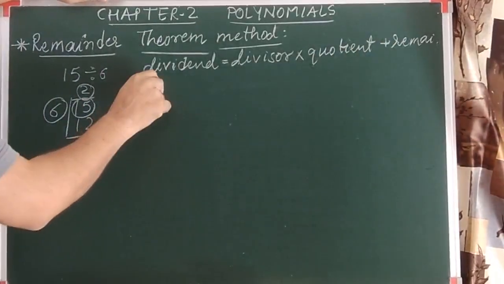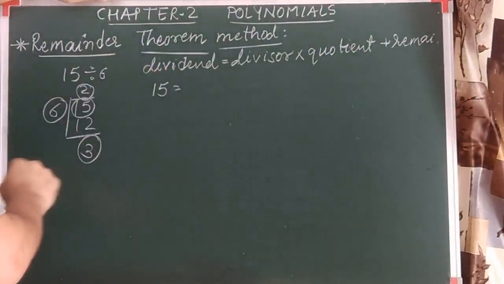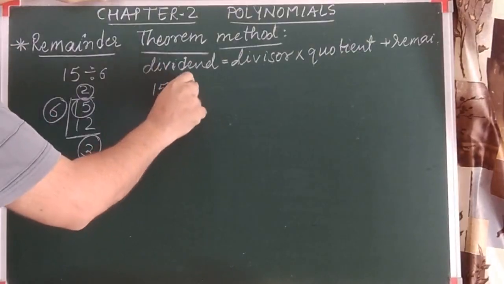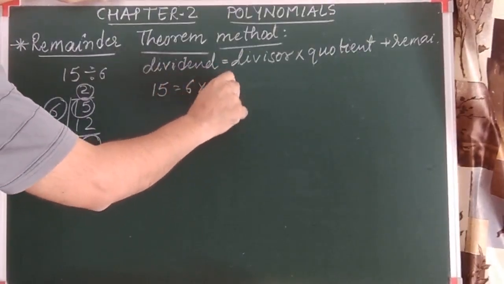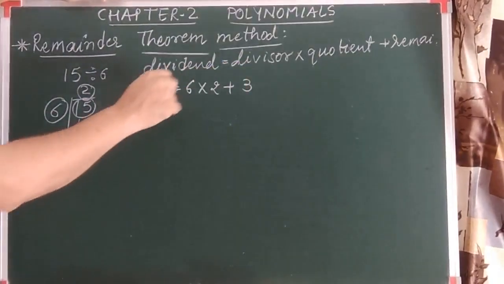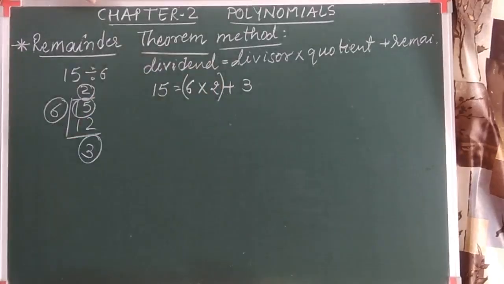So for this number we can write 15 equals, what is the divisor? 6, the quotient is 2, and 3 is the remainder. We can do the bracket also.